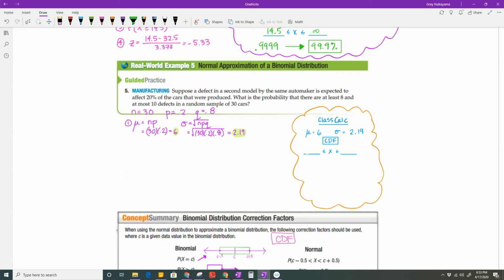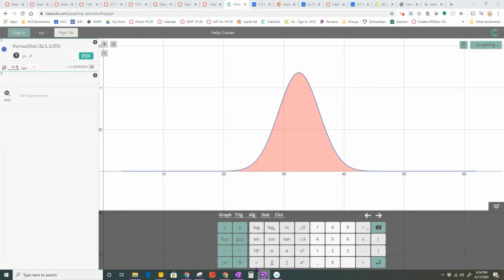Now, it says there are at least 8 and at most 10. That means that X is between 8 and 10. So if you think about that on a number line, that's 8. It says X is greater than or equal to 8. So greater than or equal to, I go to the left side, and I'm going to have 7.5. And X is less than or equal to 10, which means I'm on the right side of my box. And so that's 10.5. So these are the numbers that I'm going to put into ClassCalc. So let's go do that.